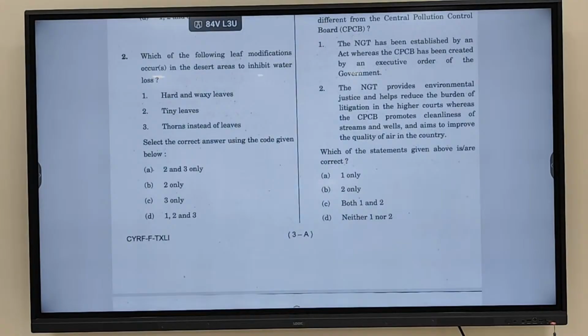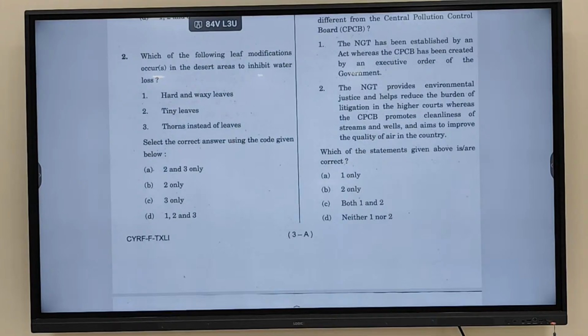One, two, 1, 2, 3. No, and 3. So the answer here is all 3.